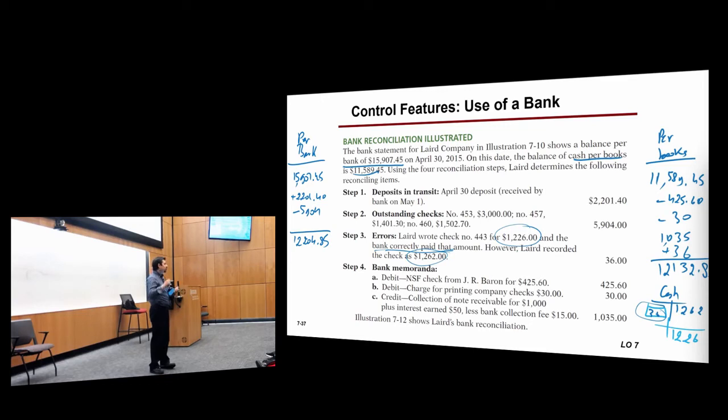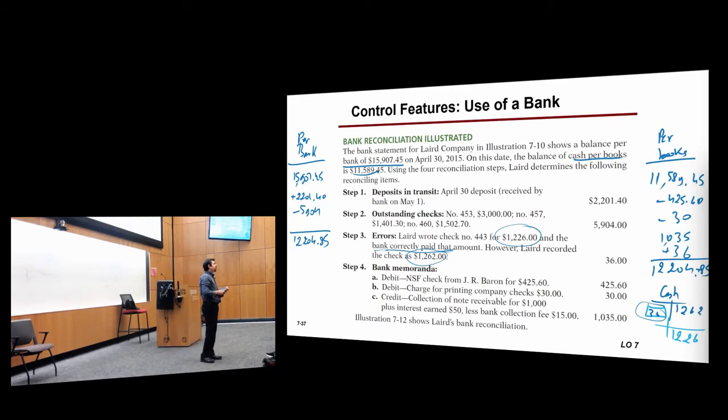I've seen you use your phone. You're much faster than that. It is the correct number. So it should be 12,204.85. Yes.